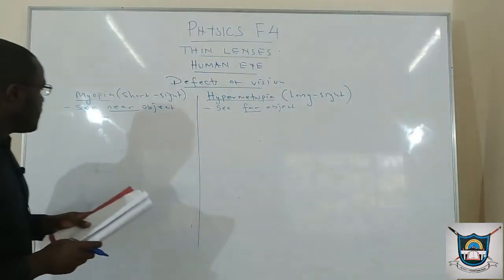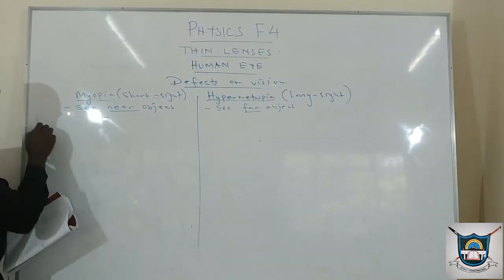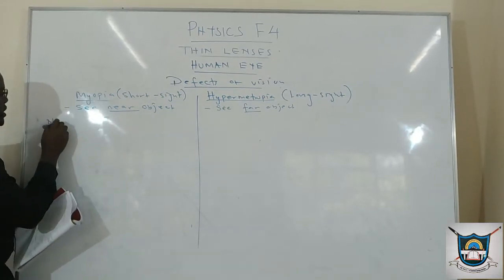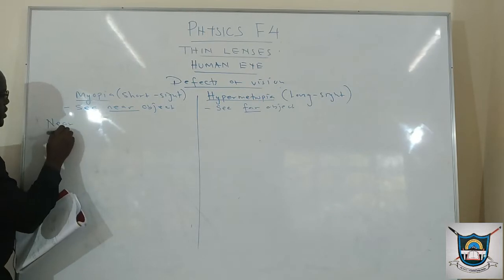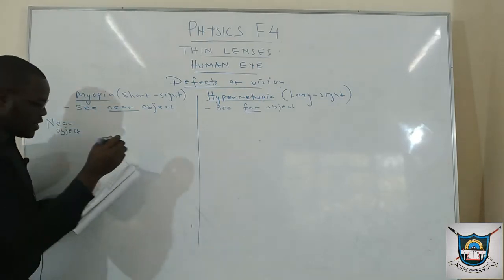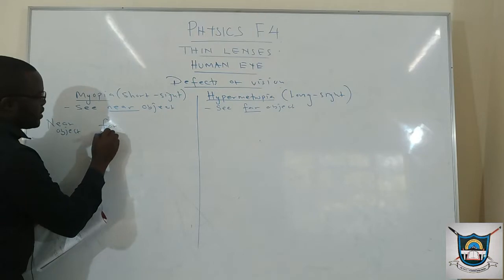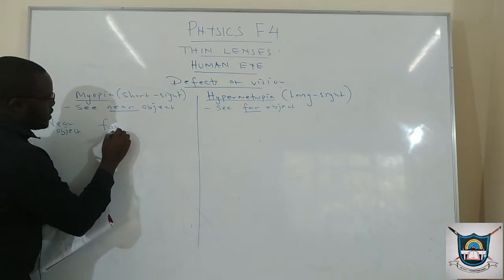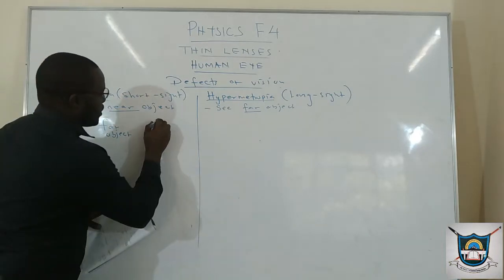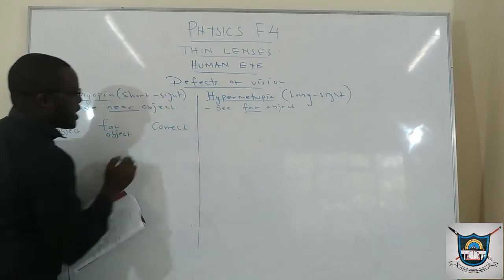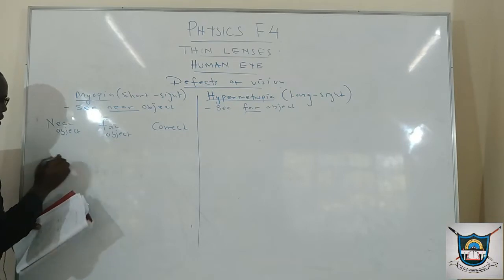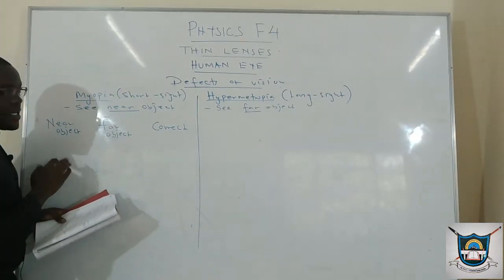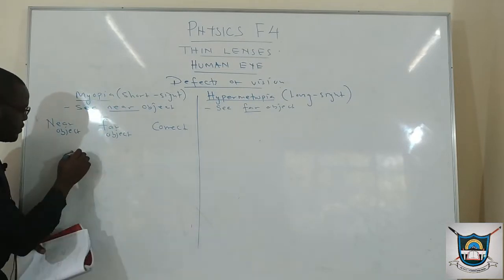Now, how do we solve this problem? I want to use some diagrams. Let me start with how this myopic person sees near objects, how he sees far objects that are far, and how we can correct that problem. So, when this myopic person is looking at objects that are near him or her, this is what happens.